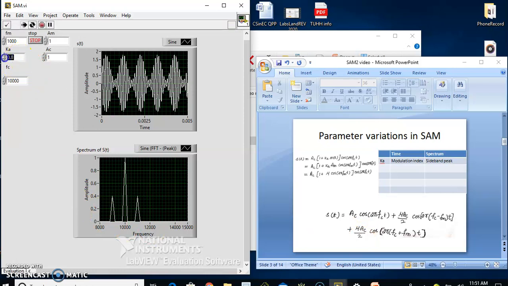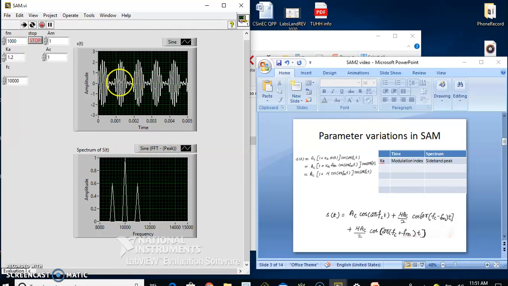Likewise, you can change the value of Ka to beyond 1, if you make it 1.2. You can see this corresponds to mu equal to 1.2, there is over modulation, and you can see here this is again 0.6. How you are getting 0.6 is, now it is 1.2 into 1 by 2, which happens to be 0.6. That's what is in here. This way we can see the changes in Ka on the spectrum plus the time response.